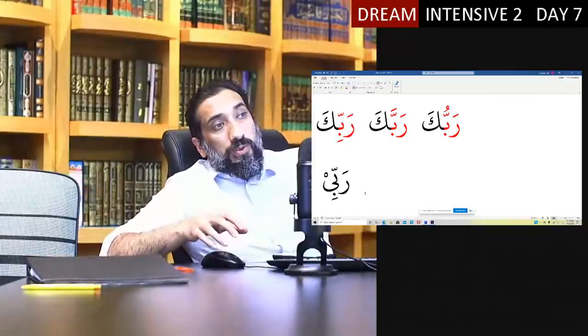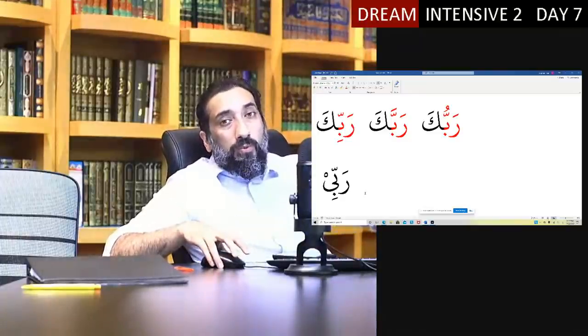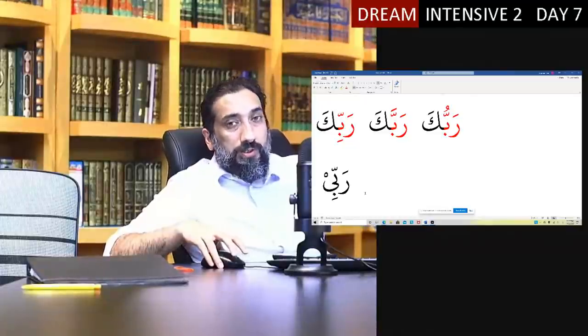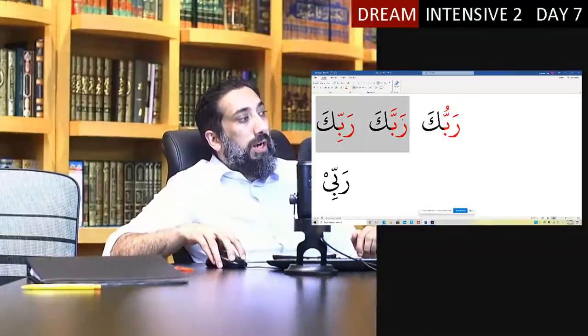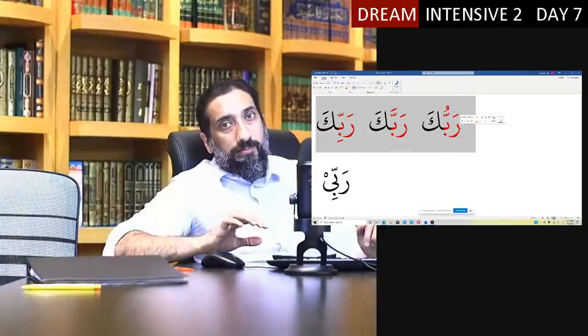The E part is always jar. It's the first part that I'm talking about. Yeah, it becomes impossible to discover what it is. You don't change it. The Rafa version of Rabbi is Rabbi. The Nasab is Rabbi. The Jar is Rabbi. Compare that to Rabbuka and Rabbaka and Rabbika. You see how they're clearly distinct from each other. Okay?